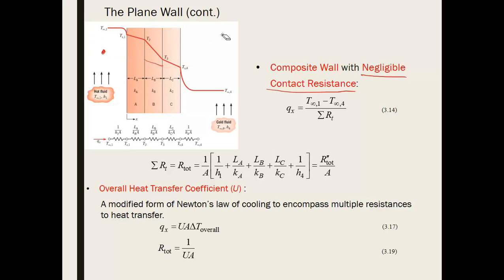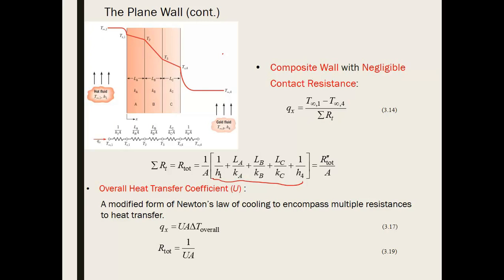So the problem really doesn't get that much harder. It is just a summation of all the thermal resistances, and then to get the total flux, you would just take the two absolute temperature differences and divide that by the total resistance, and that will give you the flux through the wall.